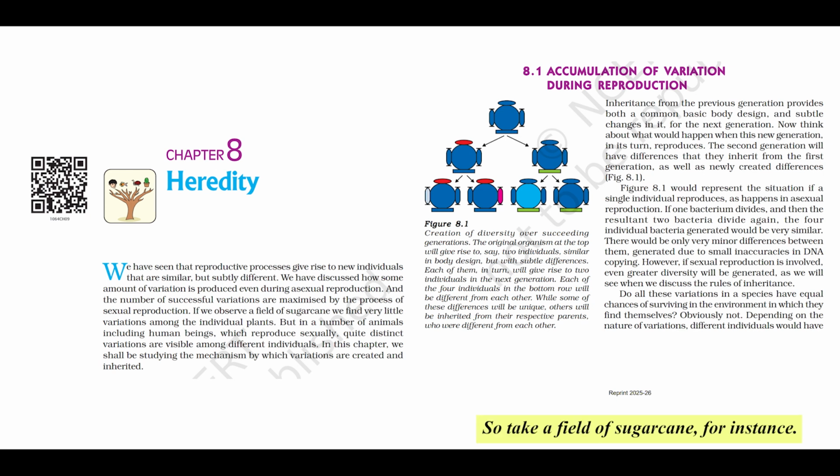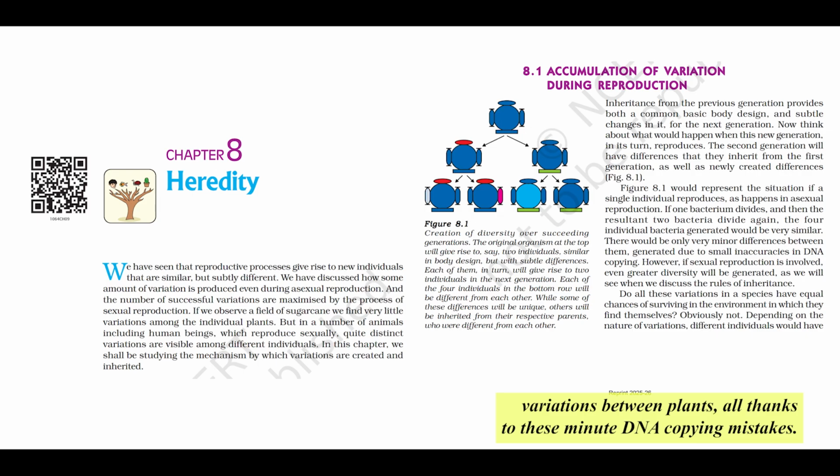So take a field of sugarcane, for instance. It often reproduces asexually, and it looks incredibly uniform. But if you could analyze it very closely, you'd find tiny variations between plants, all thanks to these minute DNA copying mistakes. It's the ultimate source, even here.